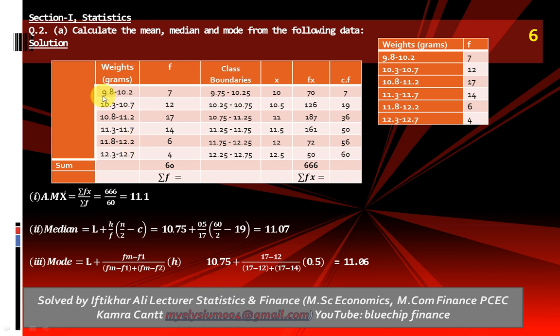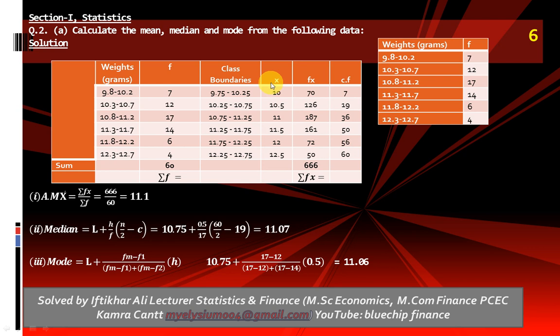So 9.8 minus 0.05 is 9.75, and 10.2 plus 0.05 equals 10.25. Similarly, 10.3 minus 0.05 is 10.25, and 10.7 plus 0.05 equals 10.75, and so on. After that, second important thing, in all videos I recommend that first of all calculate these three things: class boundaries, class mark, and cumulative frequencies.